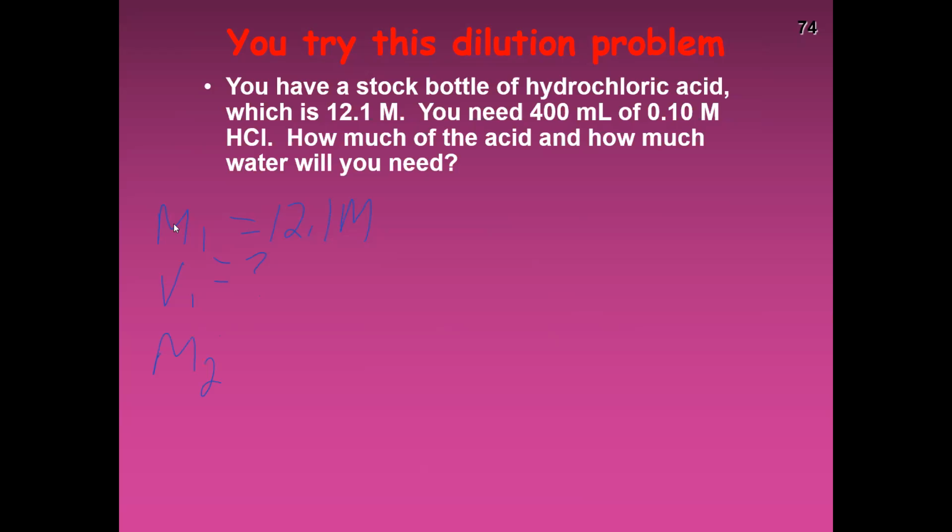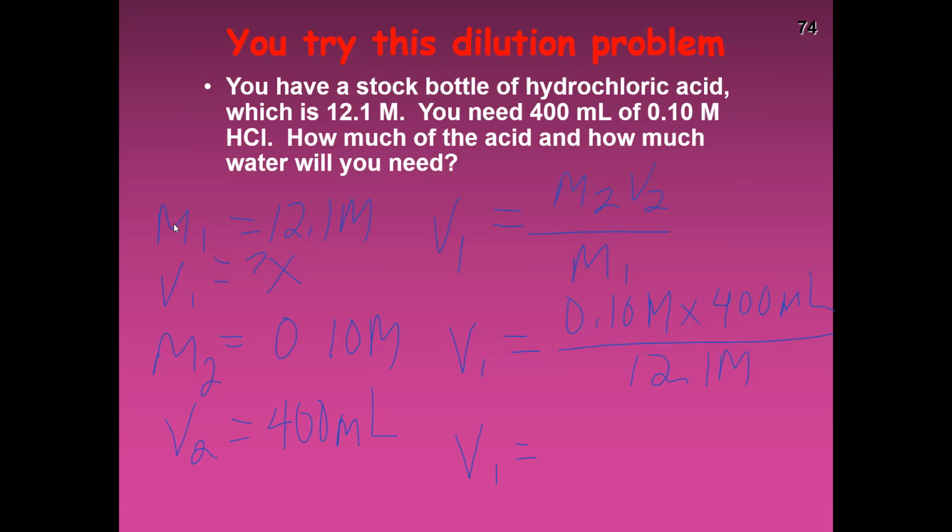Volume 1 is equal, we do not know, right? Molarity 2 is equal to 0.10 molar. And volume 2, we need 400, right? So we do not know how much to add of this. This is the question. All right, so V1 is going to be equal to M2 V2 over M1, right? So V1 is equal to 0.10 molar times 400 milliliters divided by 12.1 molar.